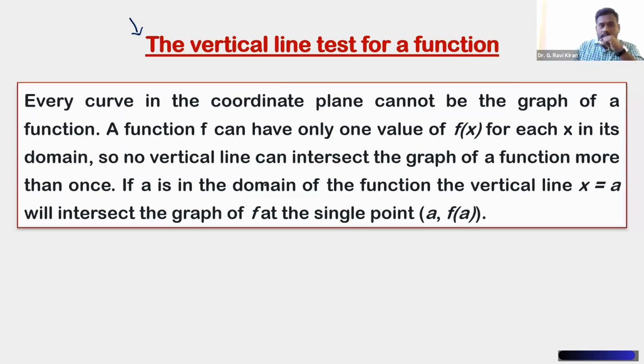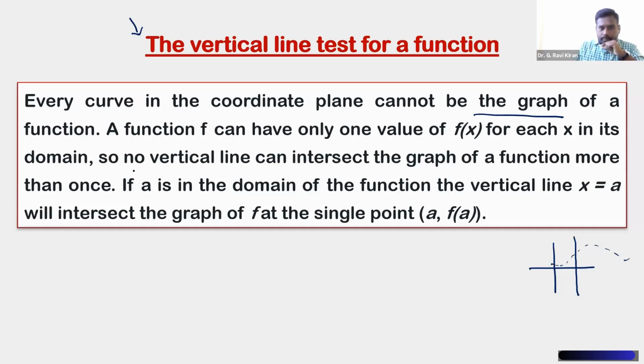When you are given some graph, to identify whether that graph is a function or not, we use this vertical line test. The graph may be anything. If the graph is something like this, then to identify whether it is a function or not, we take a vertical line across this graph. If this vertical line intersects the graph at a unique location, only once, then you can take this graph as a function.